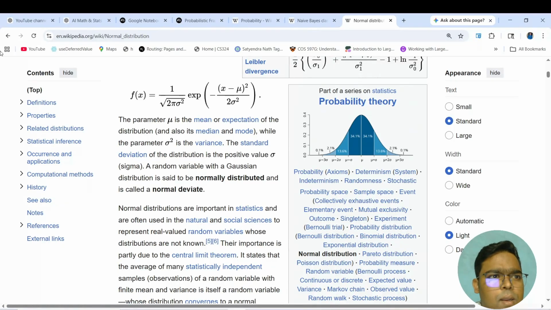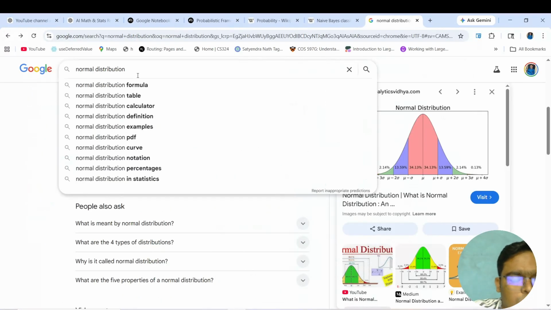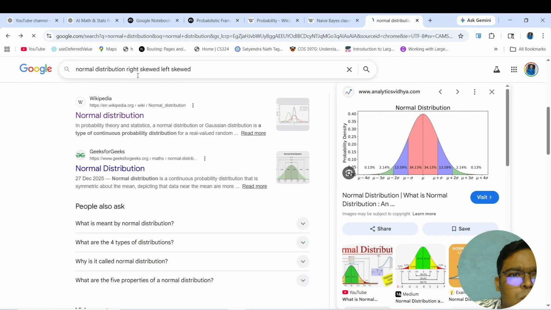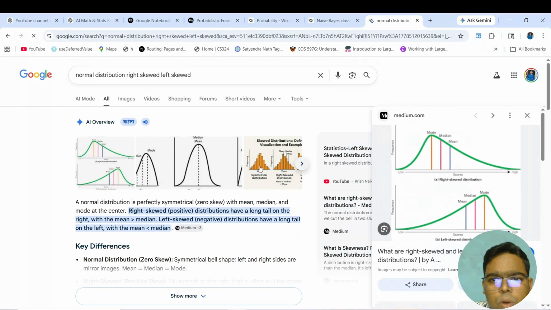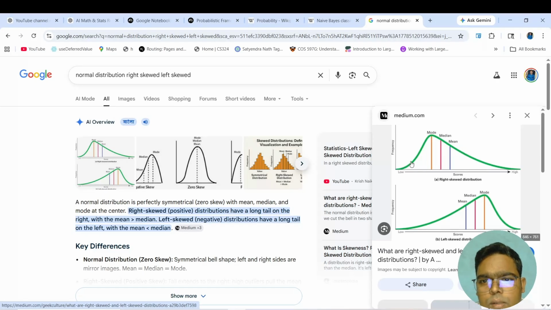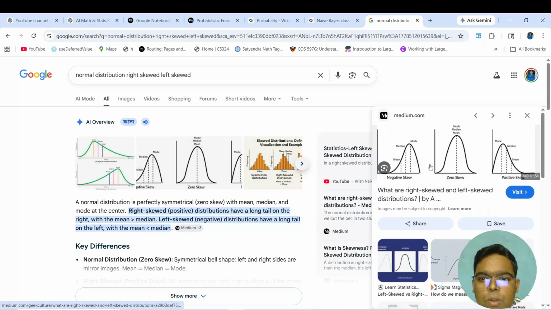Let me show you the right skew and left skew. This is right skew, and this is left skew. In right skew, the right side has a long tail, and in left skew, the left side has a long tail. Zero skew is the normal symmetric distribution. You can also call it negative skew and positive skew.